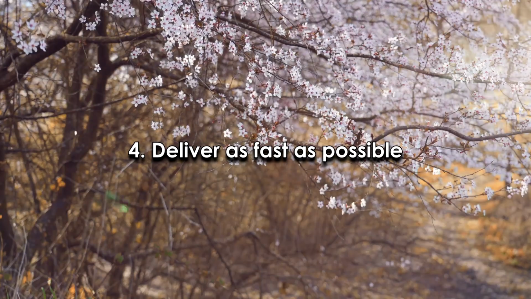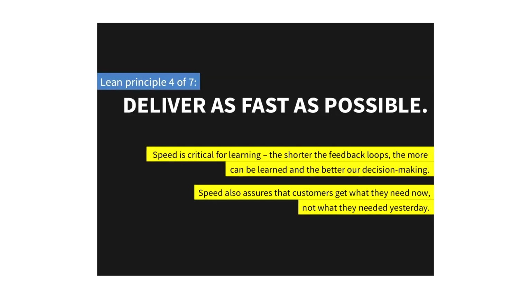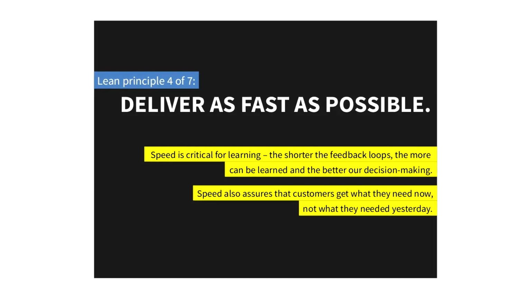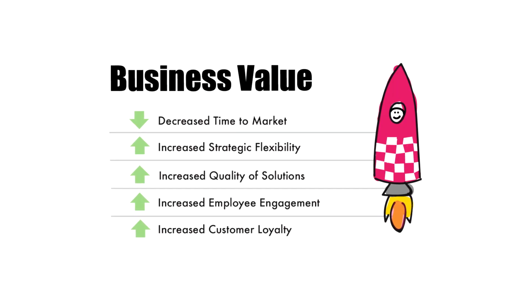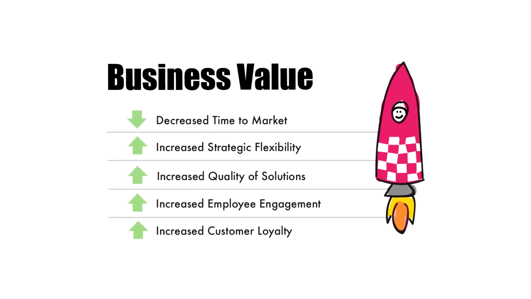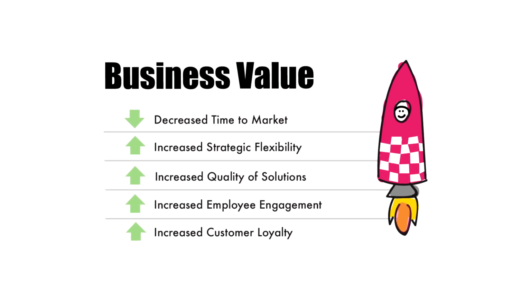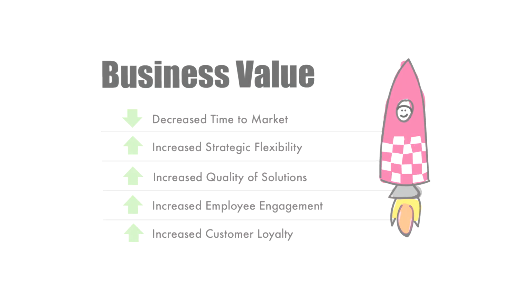Number 4, deliver as fast as possible. The saying haste makes waste here is a myth. Lean implementation has shown that it is a good practice to deliver as fast as possible. It's not the biggest that survives, it's the fastest. The sooner the end product is delivered without major defects, the faster you get feedback, and the faster that gets incorporated into the next iteration.